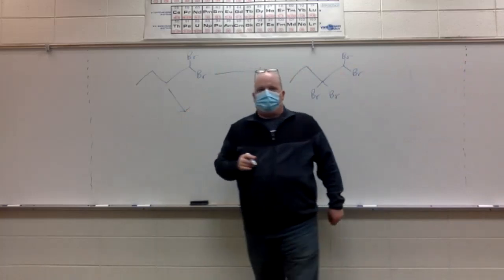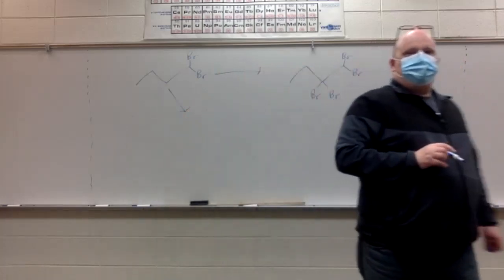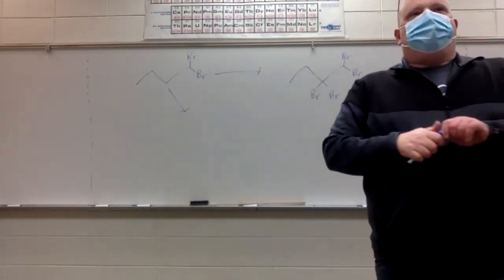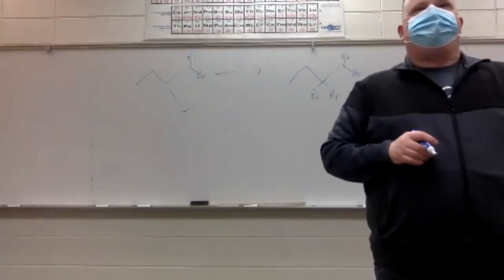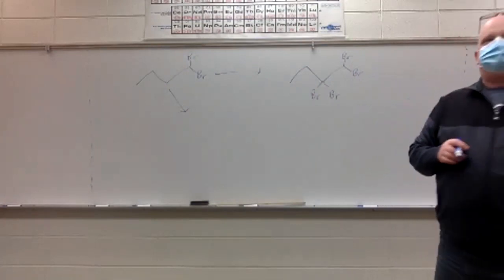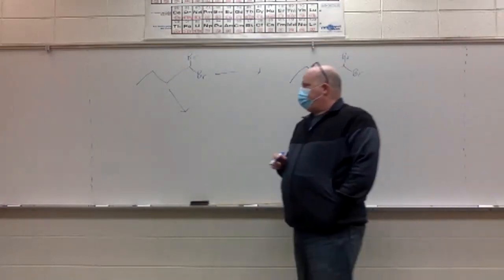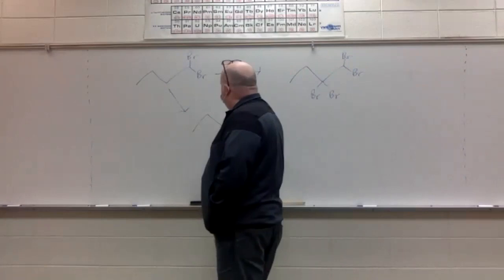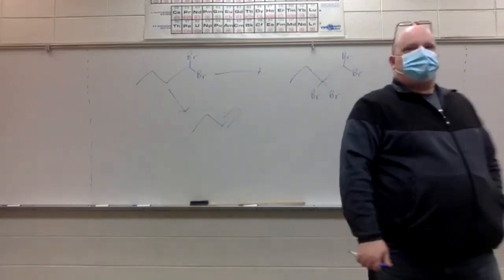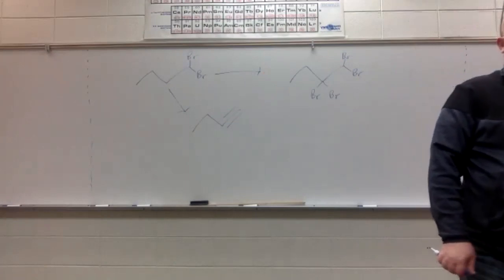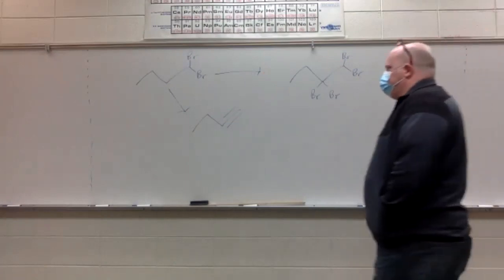How did we go about making alkynes? Do y'all remember? What do we have to take away from these carbons in order to make an alkyne? What are these carbons losing?